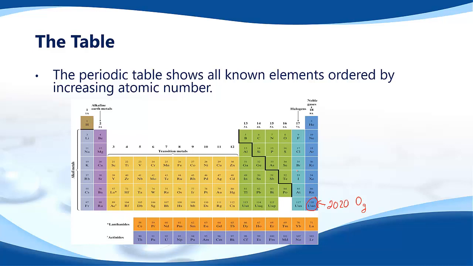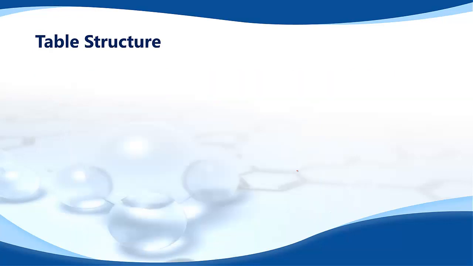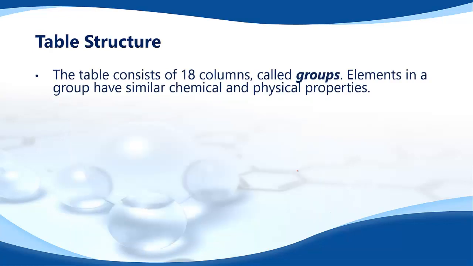But notice, just like any table, you have rows and you have columns, and these have specific names. The columns are called groups. There are 18 groups on the periodic table, and what's important about these groups is that all the elements in a group will have similar chemical and physical properties.